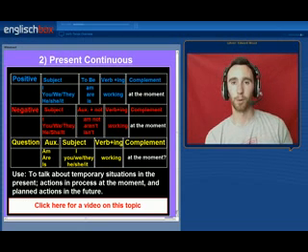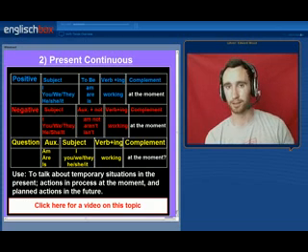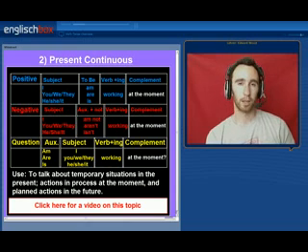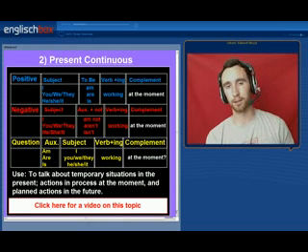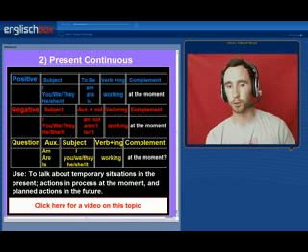In negative, we make the auxiliary to be negative. So am not, aren't, or isn't in the contracted form. And this is followed by, like in the positive form, the verb plus ing. In the question, you have to invert the auxiliary, the verb to be, and the subject. So am I, are you, or is he? For example, are you working at the moment?